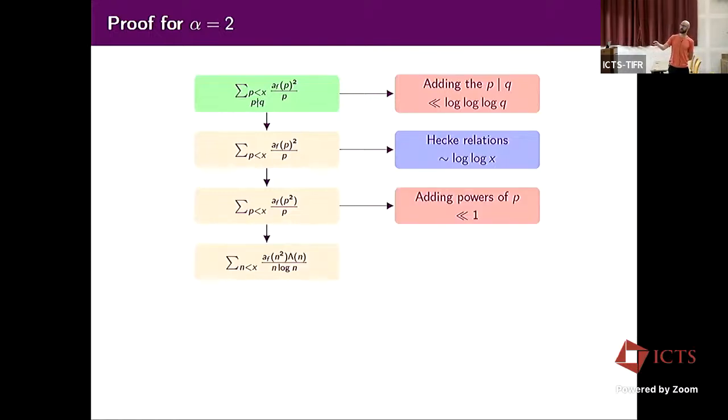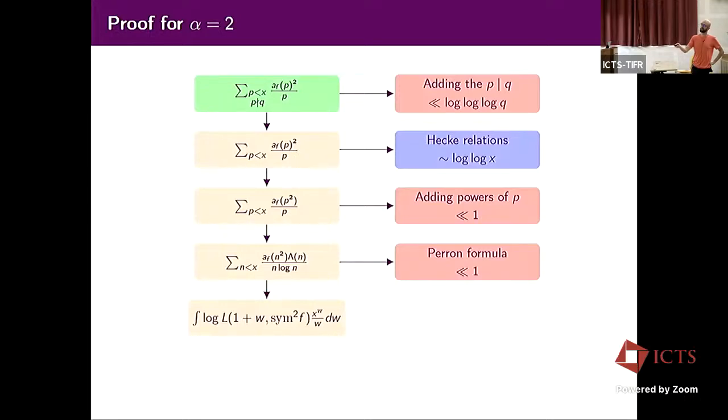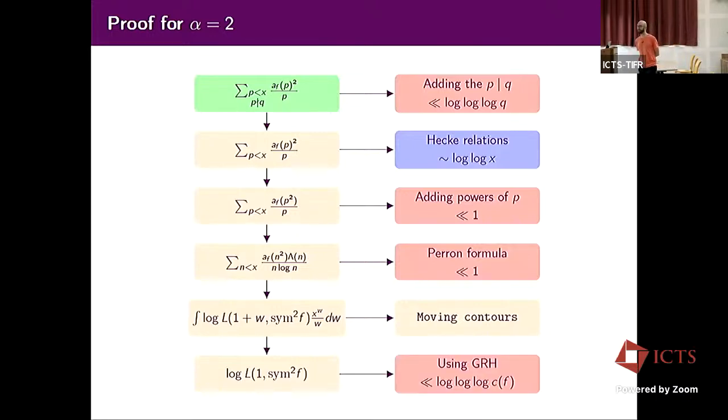Okay, then you can add the higher powers of p so that you get something that looks like a log of an L function. That's, of course, the sum of 1 over p squared and more, which converges, so that doesn't harm. And then you can relate that by the Perron formula to a vertical integral of, this looks like, the coefficient of the log of L of the symmetric square of f. And then you can move the contour to the left. Moving the contour to the left, you pick basically the pole at w equals 0, and that's the logarithm of the symmetric square at 1. And that's where we bound it by log log log of the conductor.